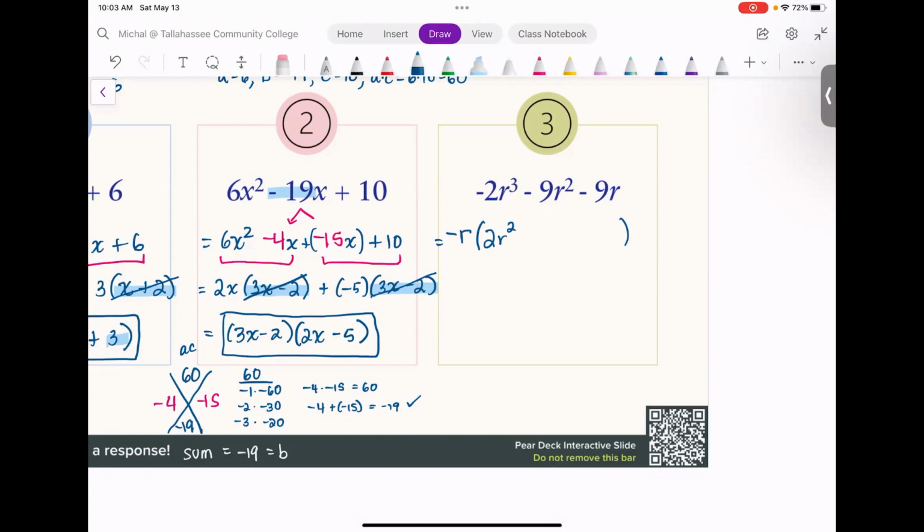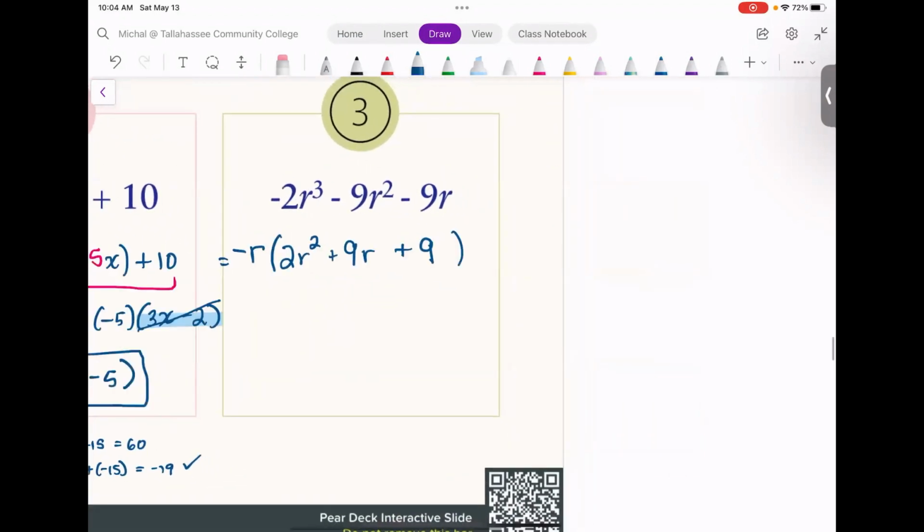Next, if I divide negative 9r squared by negative r, I'm left with negative 9 divided by negative 1, which is positive 9. R squared divided by r is equal to a single r. Negative 9r divided by negative r is positive 9. Now, if I look inside my group, I see that I have a trinomial, and it's a degree 2 trinomial. So I can identify A, B, and C from this group. I only consider what's inside my grouping symbols when I do this step.